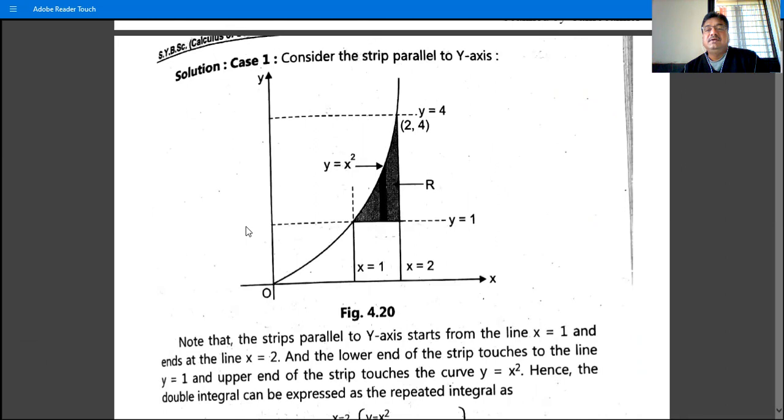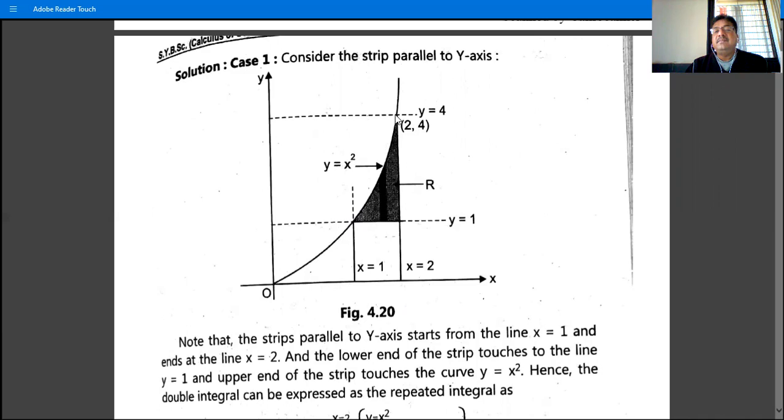So if you draw the region, what is that? y is equal to 1, x is equal to 2. This line cuts the parabola at the point 2, 4. So draw the parabola, draw the line y is equal to 1, draw the line x is equal to 2. And so this shaded region is the region of integration.